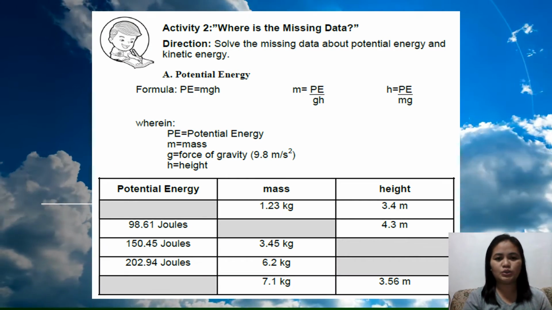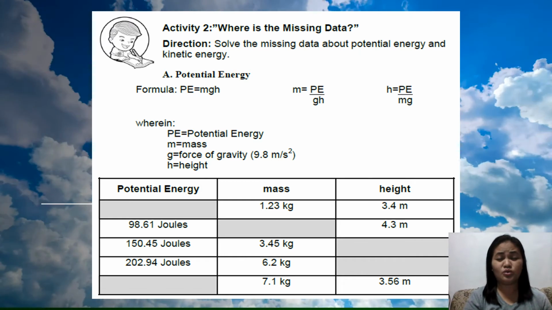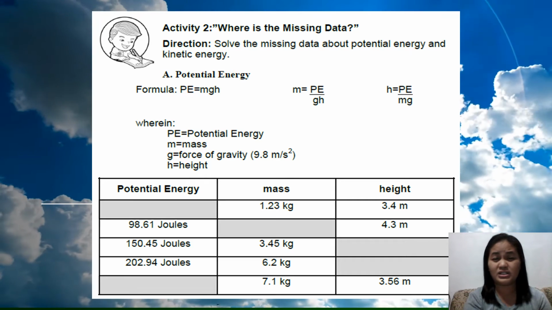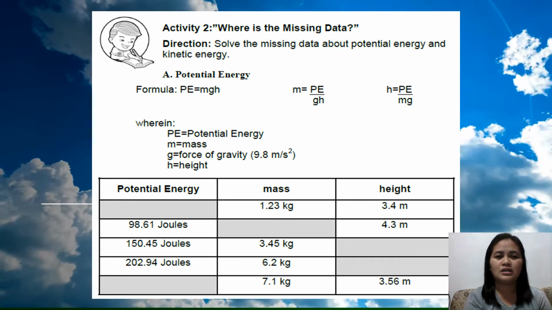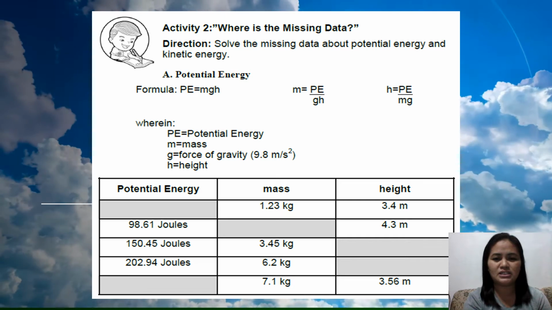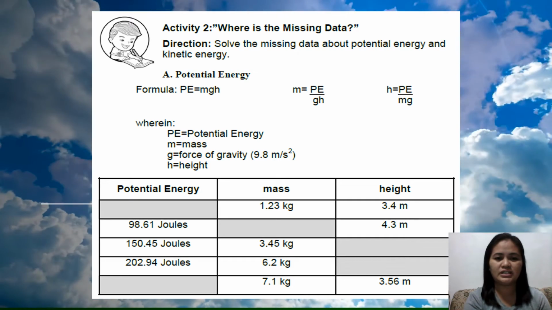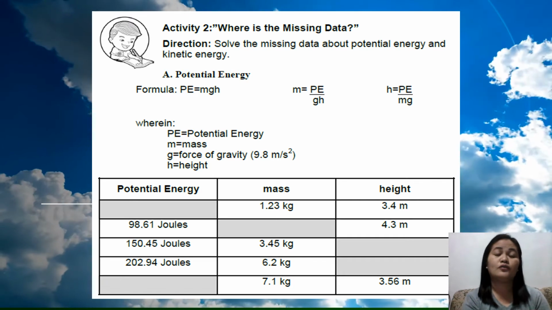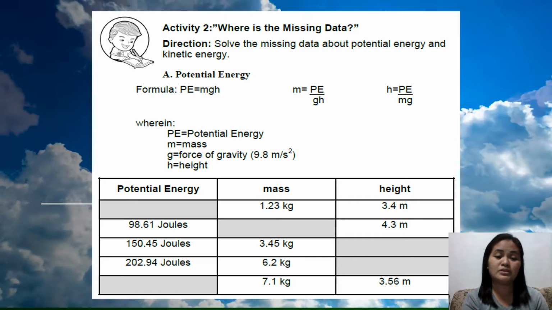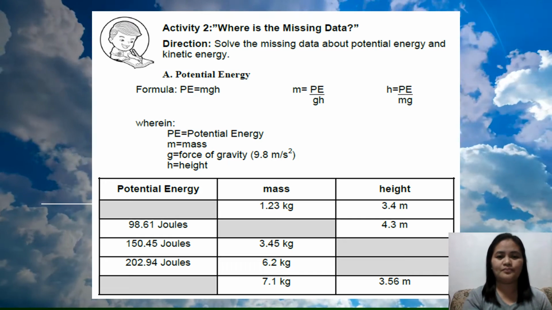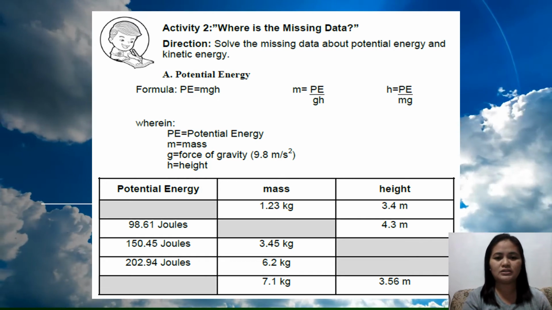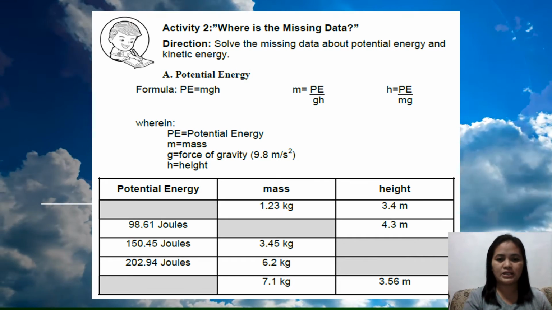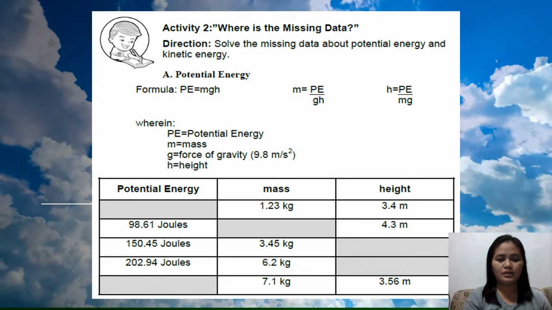Activity number 2. Ito na yung medyo madugo, ano? Where is the missing data? Where is, meaning hanapin mo. Direction, solve the missing data about potential energy and kinetic energy. Ayun. So, may mga binigay na formula kanina doon sa points to remember. Ito na yung application niya, guys. These are the 3 formula that you should always remember as you accomplish activity number 2.